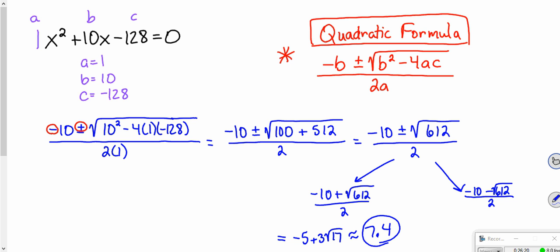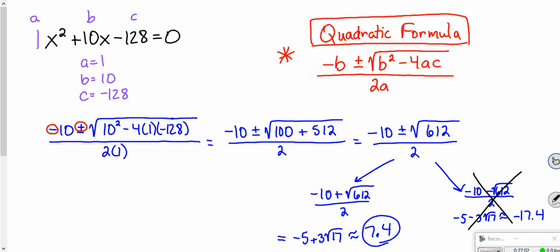This one over here, if I get a negative 10 minus root 612 over 2, I'm going to end up with negative 5 minus 3 root 17. A negative 5 minus 3 root 17 is going to give me a negative 17.4. Can I have a negative answer for my x? No. So that's why we don't have to worry about that one, because we got a negative. Cannot have a negative. So all we want is the positive answer.